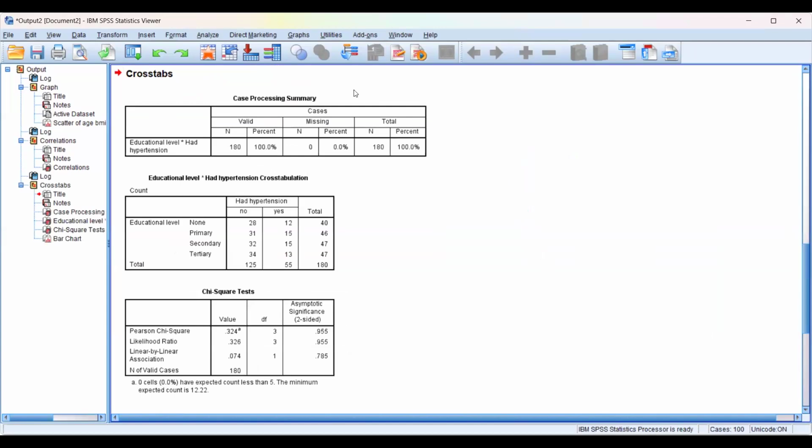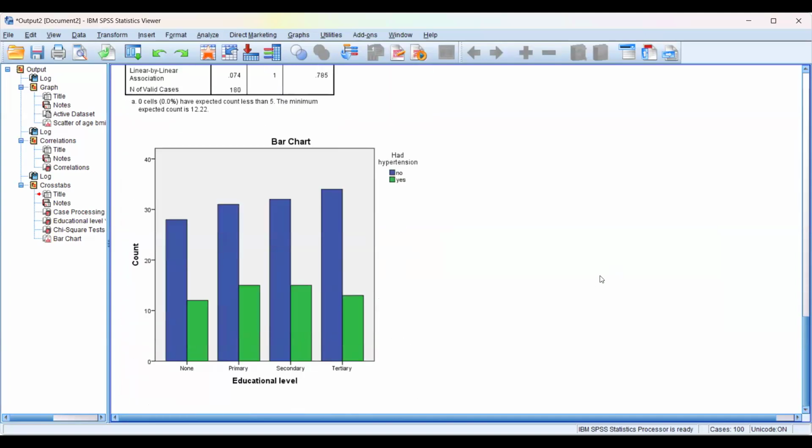I click OK, and you can see here, it has shown me the cross tabulations for educational level and hypertension. So those who did not have any education and did not have hypertension are about 28. Those with primary education without hypertension are about 31, and so on. The same for this side where we have hypertension. And if you come to the chi-square analysis itself, the first thing you have to check is the p-value. You can see it here, it is 0.955. That is not significant because our significance is taken at less than 0.05. So there is no relationship between educational level and hypertension in the studied population.